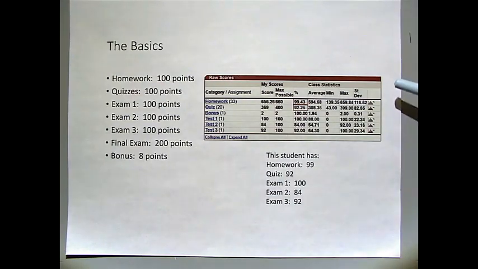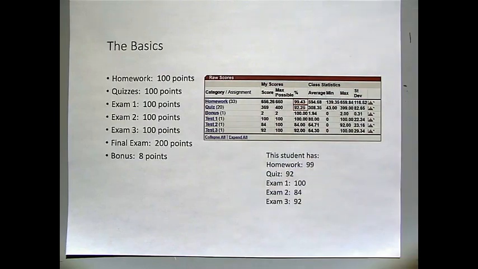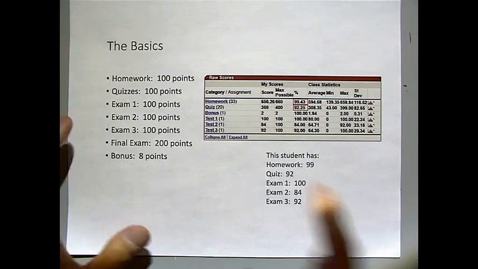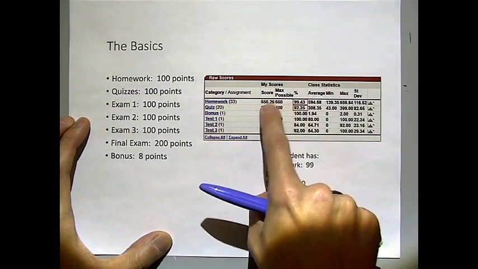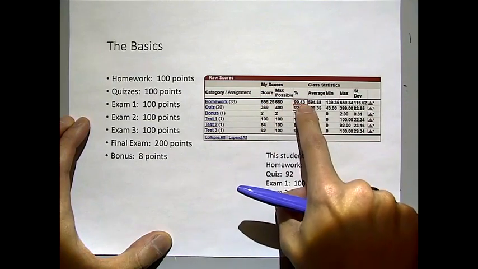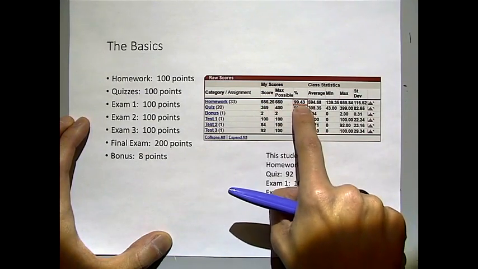So this is an actual student's gradebook. Of course, the name is removed, but someone actually did this work. To look at your homework score, look at the homework. Don't pay attention to the max possible or your score. You want to pay attention to the percentage. So this student here has got 99.43.